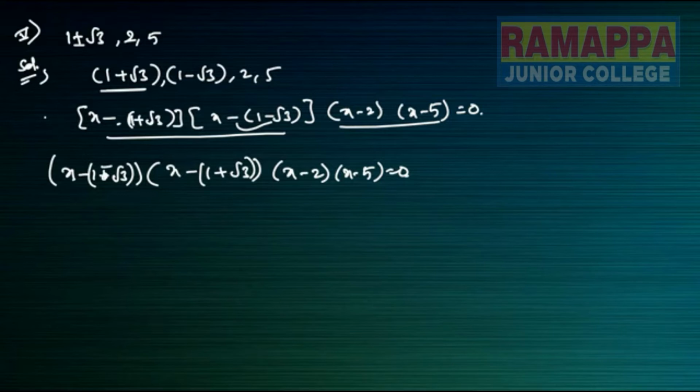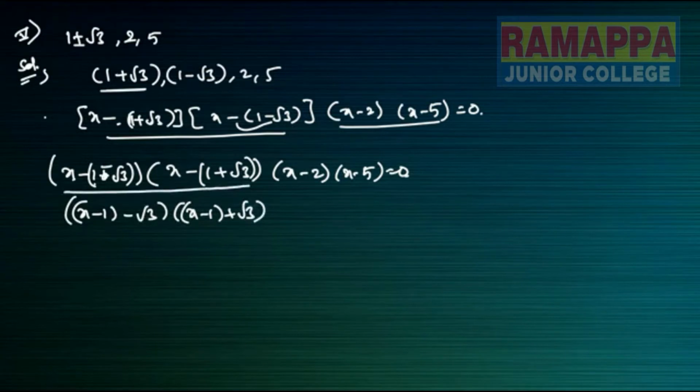So I will take this one: (x - 1 - root 3), and this one I will take: (x - 1 + root 3), from this total equation. So this I will multiply: x into x square, x into 5 is minus 5x, this is minus 2x, this is 2 into 5, 10, plus 10, is equal to 0.